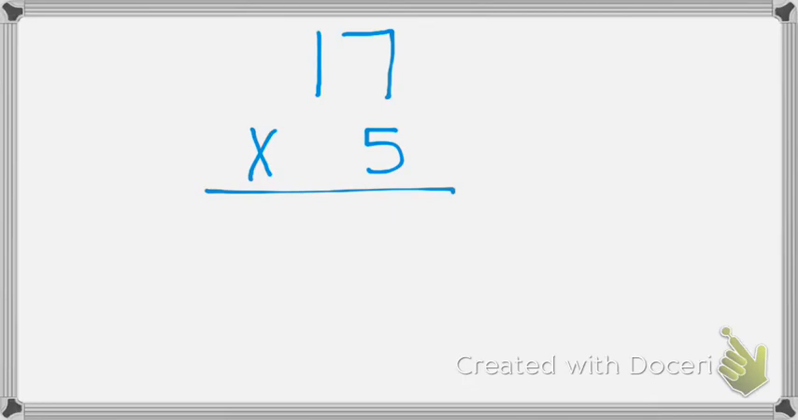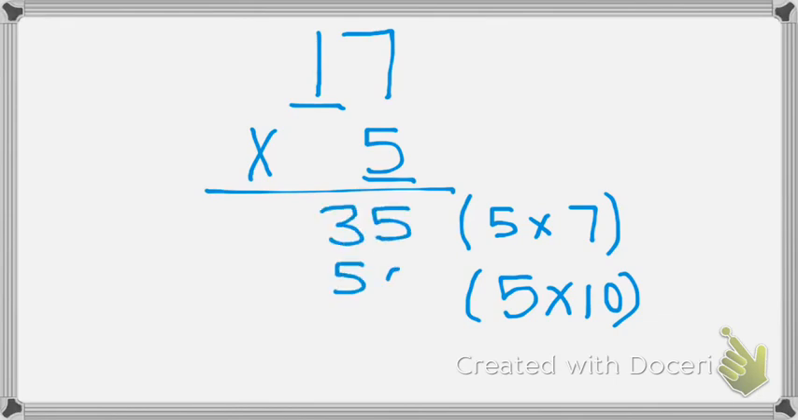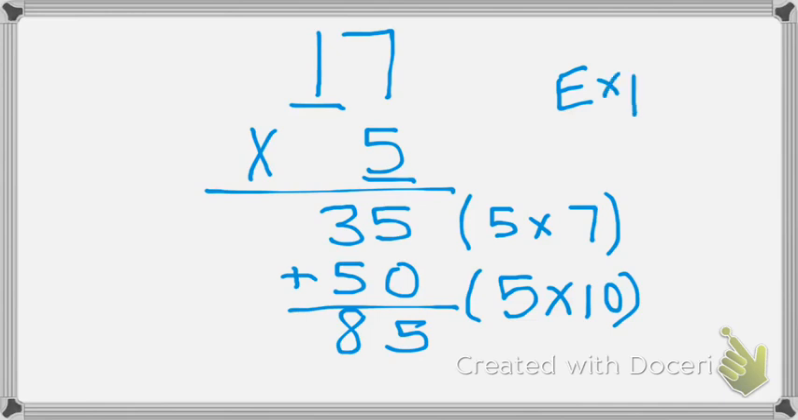My first step when I do expanded would be 5 times 7, which again in expanded I rewrite my problems right here, and then it would be 5 times the 10. So 5 times 7 gives me 35, 5 times 10 gives me 50. I have my partial products, and then I add. So again, this is what we call expanded. So in your notes, you're going to have them both labeled. We'll call it expanded.